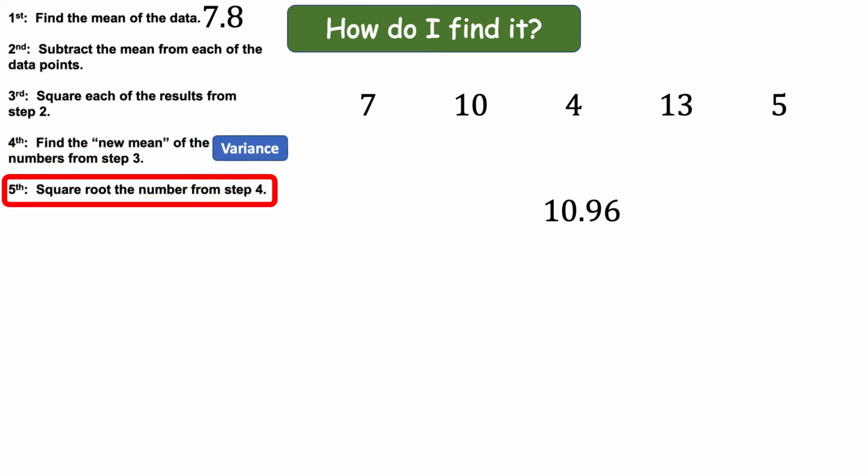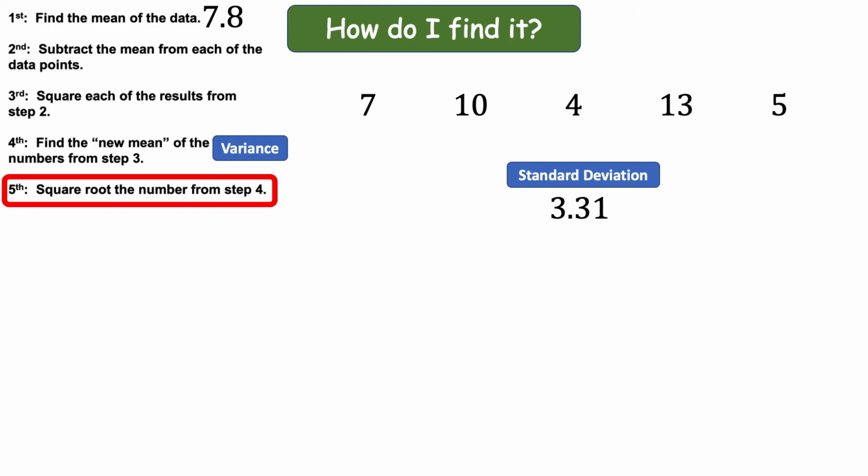Now, remember, before we squared our results to help us kind of see how far apart the differences are. So now we're going to square root just to kind of say, okay, I realize that I squared the data. Now I'm going to square root it just so I can kind of get back to how far apart they are. So the square root of 10.96 is about 3.31. And that's it. That's how you find your standard deviation.